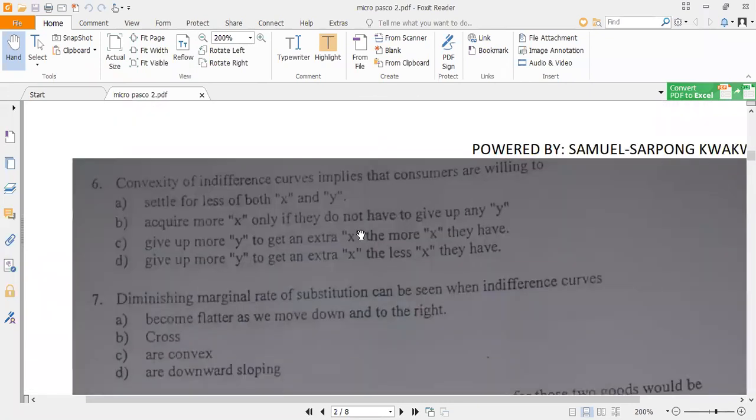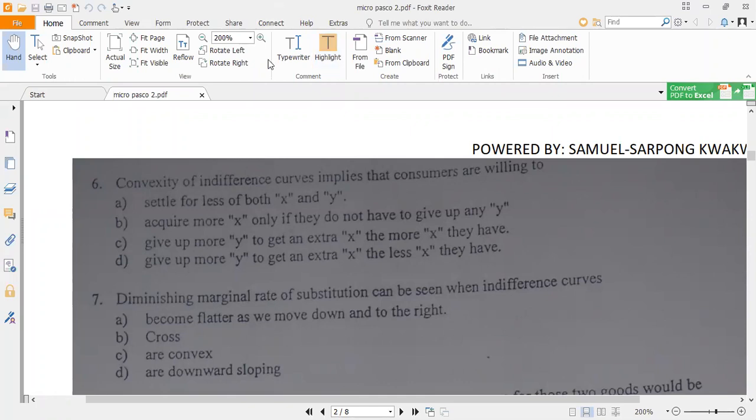All right, number 6. Convexity of indifference curves implies that consumers are willing to... All right, so for consumer behavior, most of the analysis is centered on convex indifference curves, which means that there is a diminishing marginal rate of substitution.